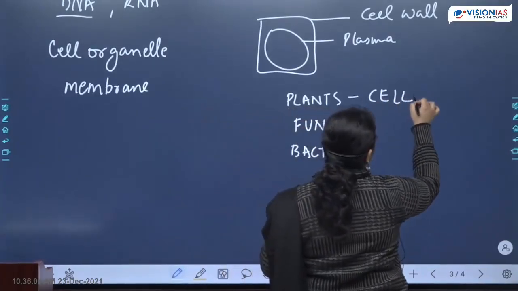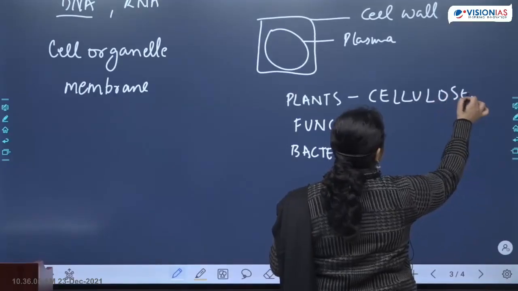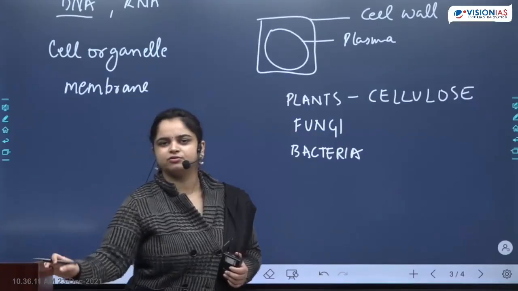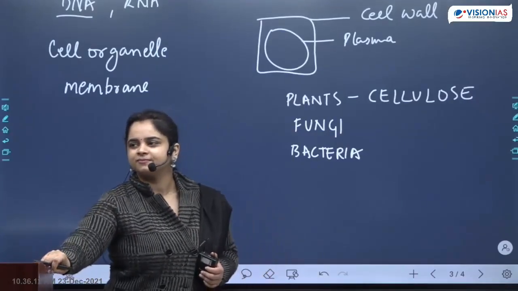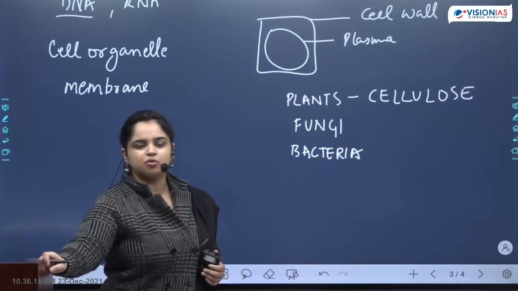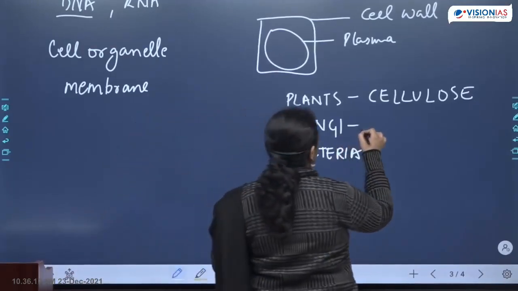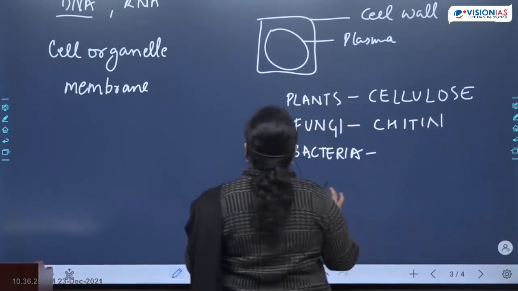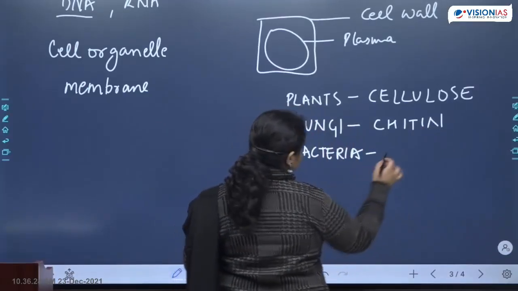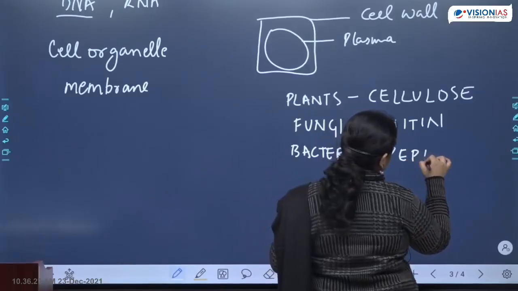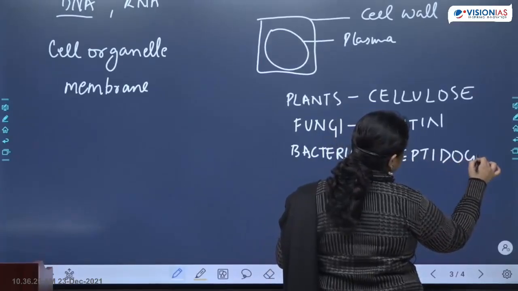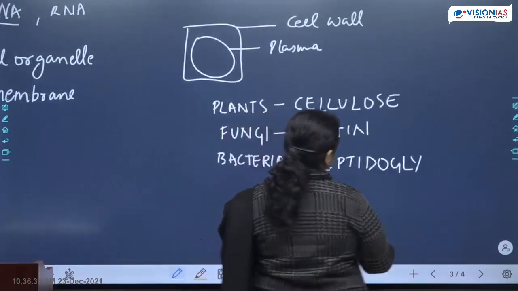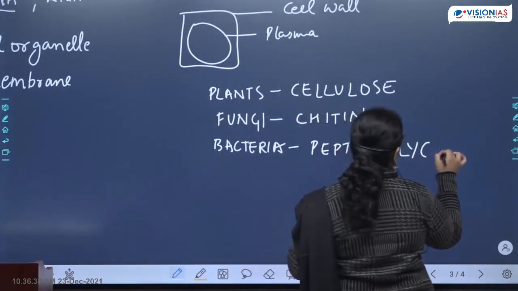Plant cell wall: cellulose. What type of a category was it? Cellulose, do you remember? Polysaccharides. So it is a carbohydrate. Then in fungi it is called chitin, and for bacteria we have something called peptidoglycans.